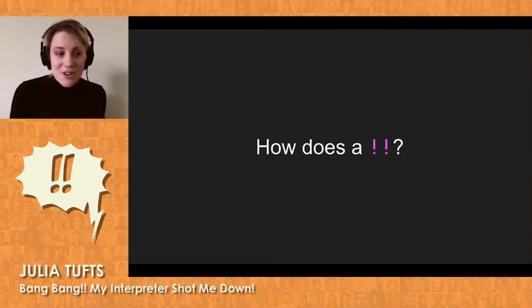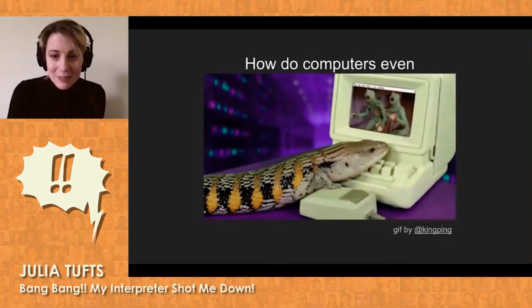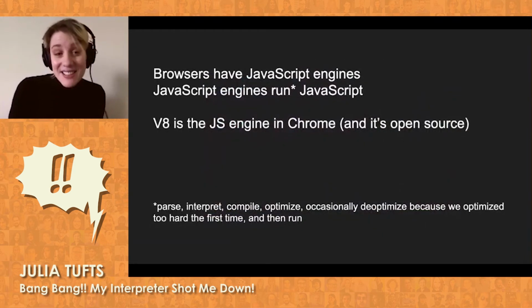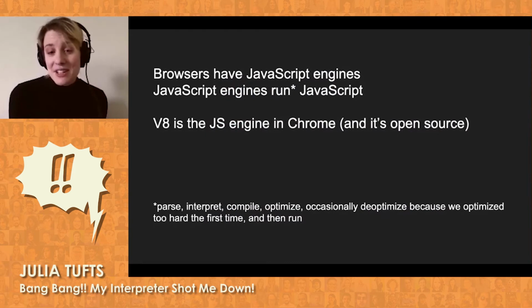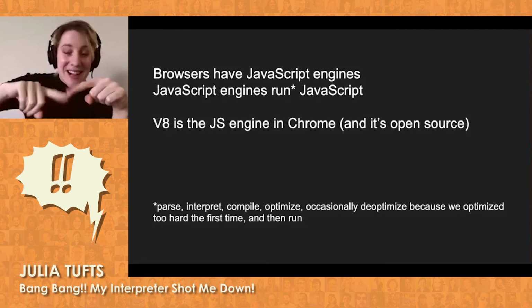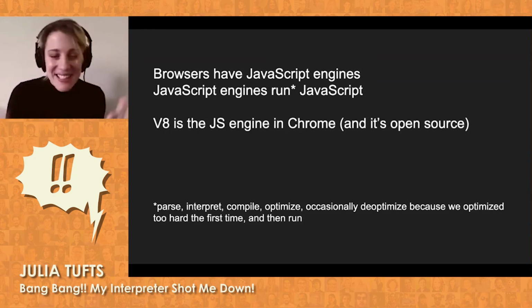So now that we know a little bit about what a bang bang is, how does a bang bang work? How does it get evaluated, interpreted? It turns out that computers are complicated, browsers are complicated, JavaScript is strange. But to answer this a little bit, your browser has a JavaScript engine, and the JavaScript engine will run that JavaScript. Every engine is a little bit different, but more or less they'll parse, interpret, compile, and run. And in V8's case, I have this little aside. It'll try to optimize it, and there's this flowchart where sometimes it optimizes too much and has to de-optimize, but yeah, it's a wild world out there.